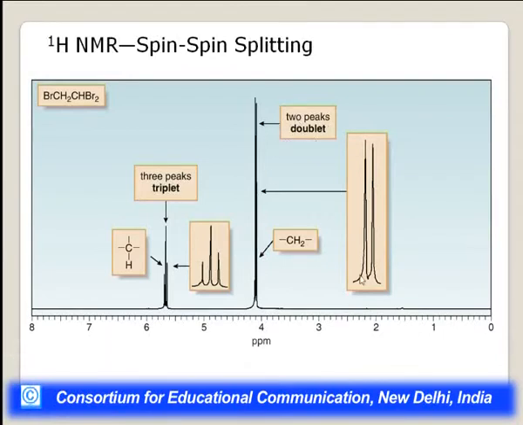Which kind of doublet? You can see the intensity of the peaks is more or less equivalent. And for this proton CH, 3 peaks or a triplet will be observed. Why is it observed in this manner? For these 2 protons we get a doublet, for this proton we get a triplet. Why do we get this kind of splitting of the signal? Because of spin splitting.